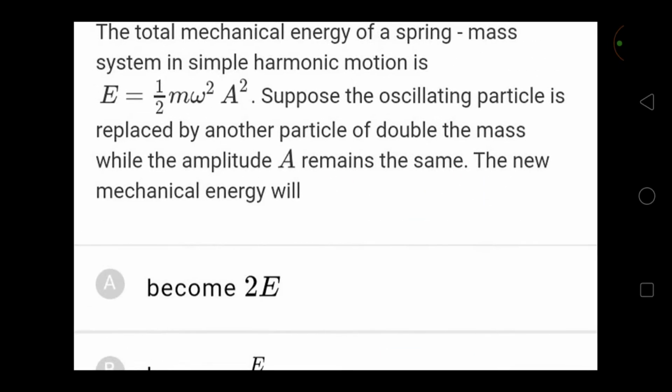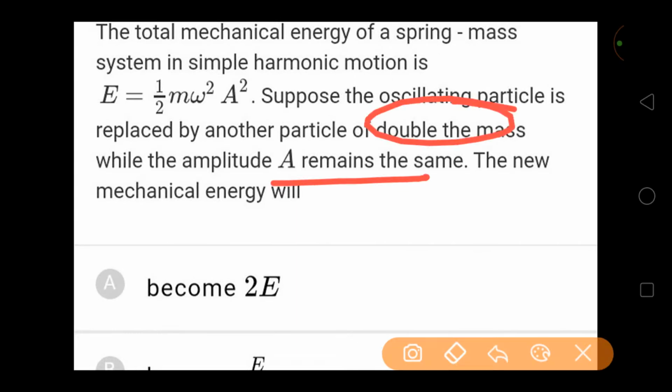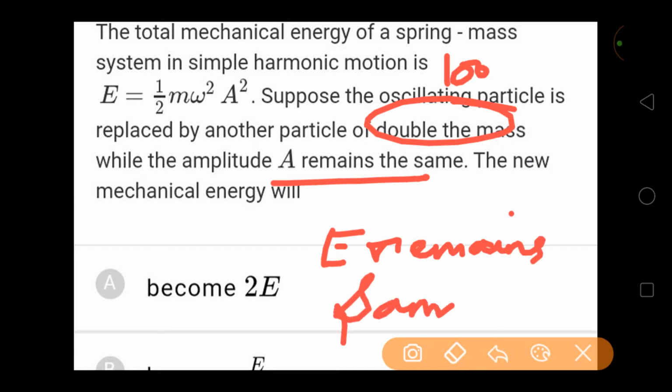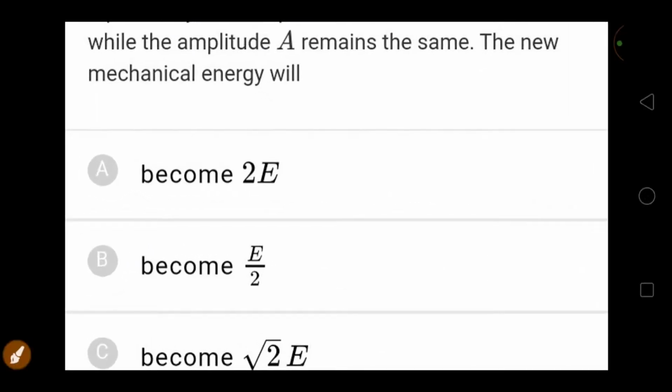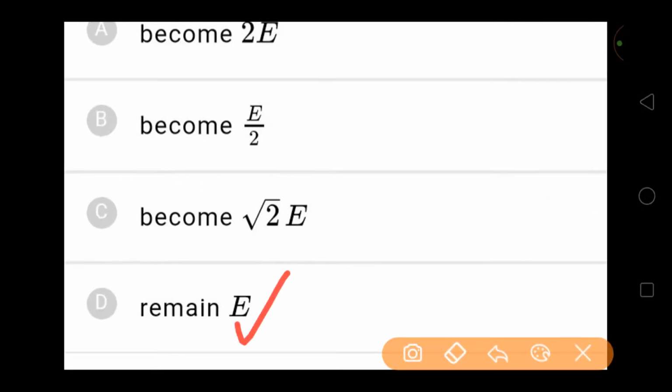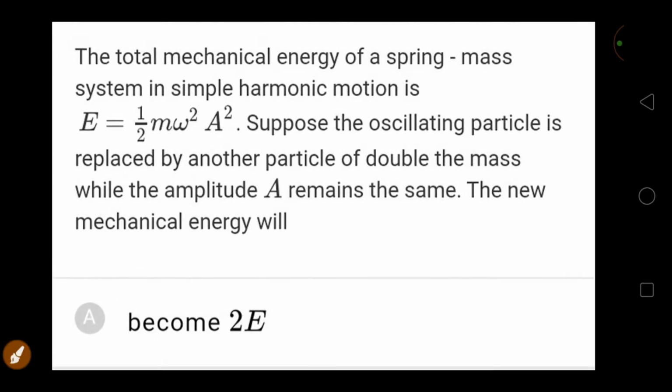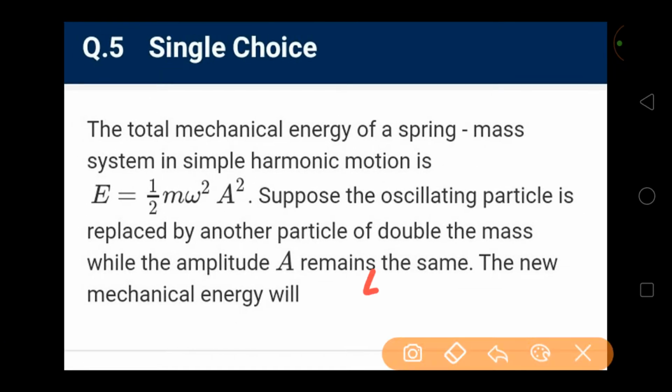So here it is given the amplitude remains the same. Mass is only doubled. So even if you double the mass or triple the mass or increase the mass 100 times, E remains same for same amplitude. So the correct option would be E remains the same. So for fifth question, D is correct.